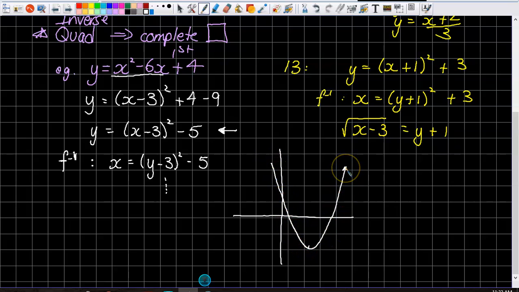Oh, that's not very good, is it? Oh, no, that's all right. That's all right. Y-intercept is 4. That's good. That's good.